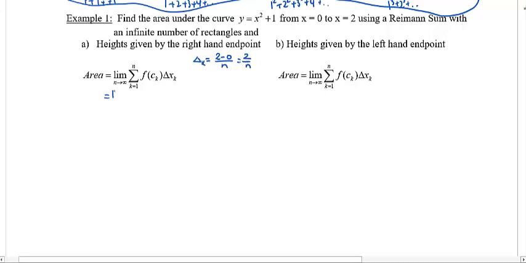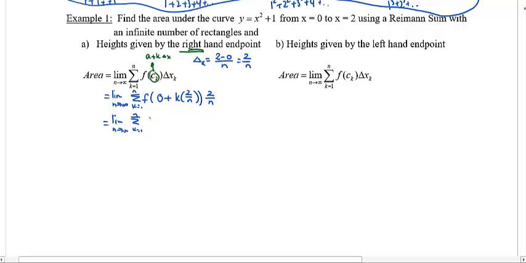So plugging this in now, I'm going to say it's the limit as n approaches infinity of the sum of k equals 1 to n of f of, and I'm going to use the expression a plus k delta x. So that'd be 0 plus k times delta x, 2 over n. And then we'll multiply that by delta x sub k, which is 2 over n. So once again, this is represented by a plus k times delta x because it's the right-hand endpoint.